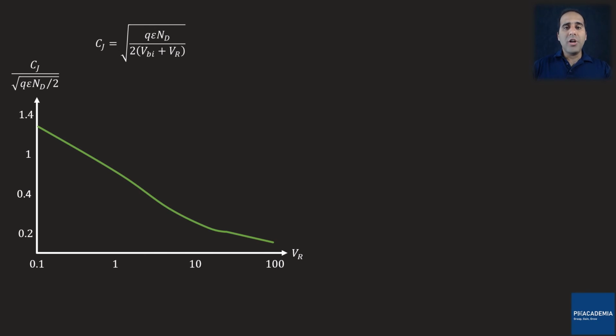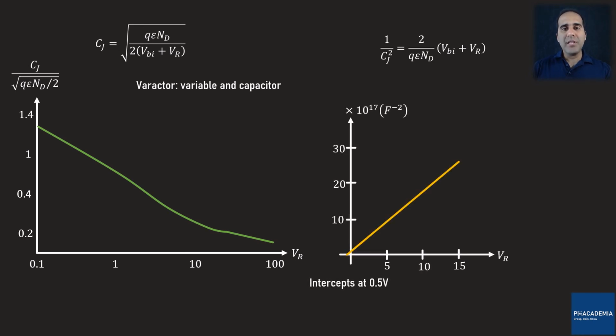There are some special diodes called varactors used for this particular purpose. The name varactor is coming from the fusion of the words variable and capacitor. By manipulating the junction capacitance equation, we can come up with the reversed capacitance squared equation. Let's plot this equation versus Vr to see what we can get out of it. This is a linear plot with a slope of 2 over q epsilon Nd.